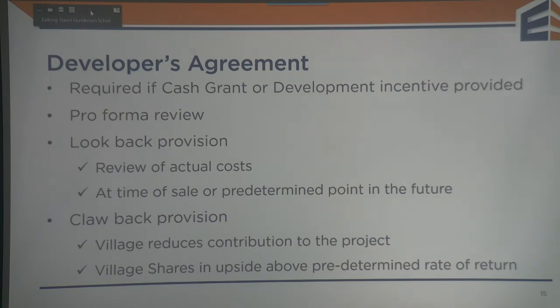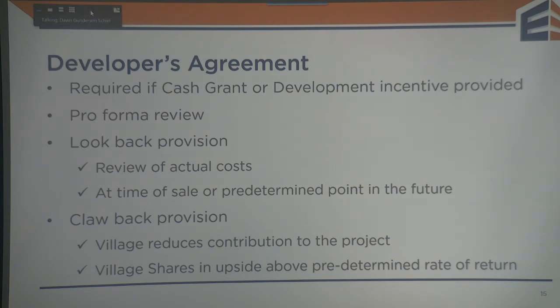And part of that pro forma review and your negotiation in the development agreement is you will establish what their reasonable return level is. And so if it exceeds that, either at the point of the sale or at that future point in time when that calculation is done, we suggest this clawback provision. And what happens there is if the actual sales cost came in lower, it's a benefit obviously to the developer, you may be in a position to reduce the contribution to that project.